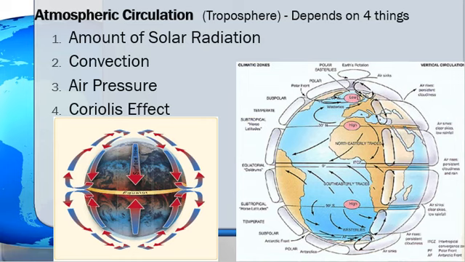So we're going to find out that atmospheric circulation within the troposphere depends on 4 major things. So the first one is the amount of solar radiation. We've talked about that already, how we're going to get more direct solar radiation at the equator than we are at the poles. Then it's also going to be affected by convection currents that are set up because of that solar radiation coming in. That's also going to be impacting air pressure, and we're going to see different patterns with that. And then the Coriolis effect is going to kind of spin everything around too. So we're going to go through these one by one and see how everything has an impact.